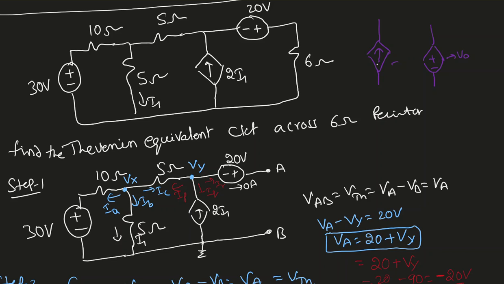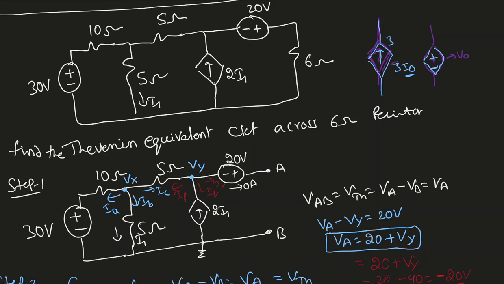A dependent source always is going to be a rhombus. So if you see a rhombus, that's definitely a dependent source. Now, if you see an arrow inside, that is a current source. If you see plus and minus, that is a voltage source. Now, if it is depending upon a current, say this I0, that's a current. So it's a current dependent current source.